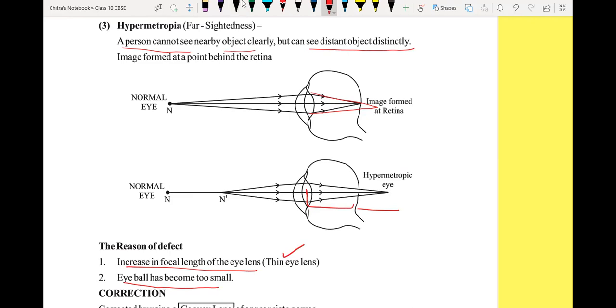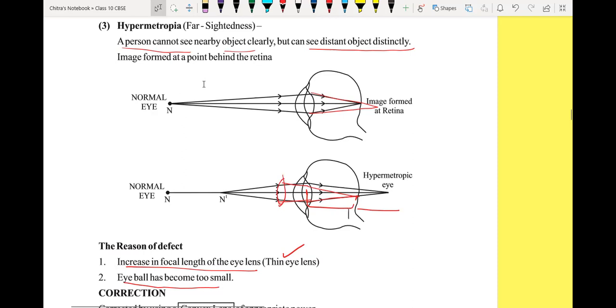Sir, for this we need a convex lens. Yes, we will use a convex lens. If we use a convex lens over here, the light rays will first converge by this lens, and then the eye lens will again converge them on the retina like this. Then the image will form over here. So, sir, like a double convex lens.